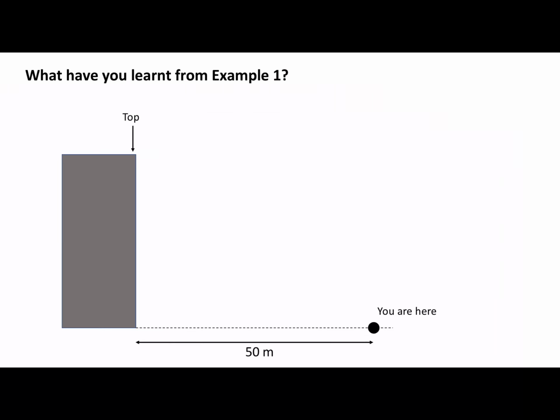So what did we learn from example 1? Before we even did example 1, what did we do? We learned how to draw angle of elevation and depression. And then we applied that in example 1. And what did we discover? We discovered that we can draw right angle triangles using angle of elevation. And after we draw the right angle triangle using the angle of elevation, we can simply use SOH CAH TOA to find the unknown angle or unknown side.